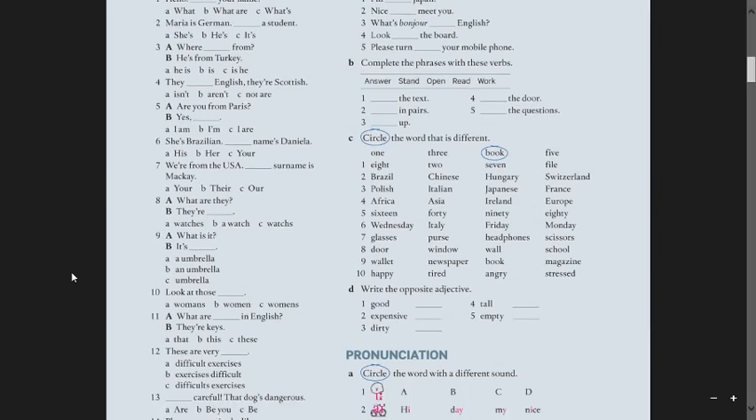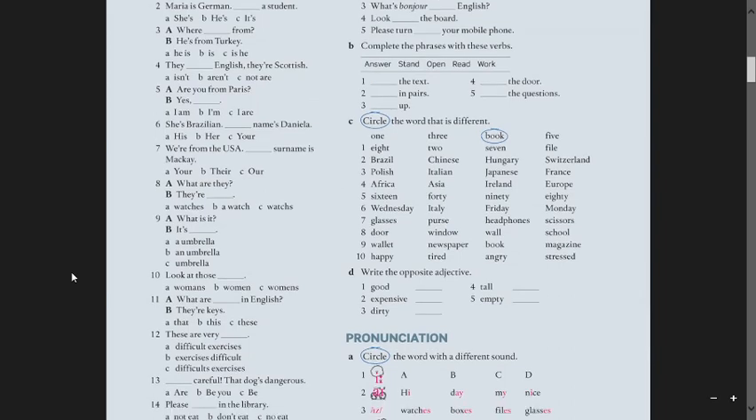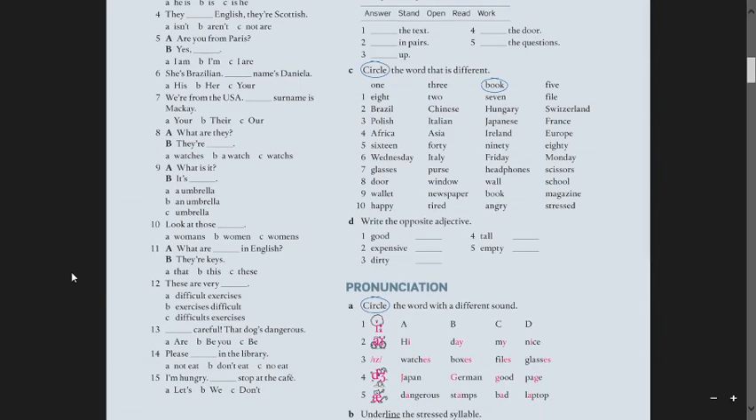Then in the last activity you have to write the opposite adjective, okay? So the opposite of good is, okay, the opposite of expensive is, so write the opposite there, yes? Then you have the pronunciation part.